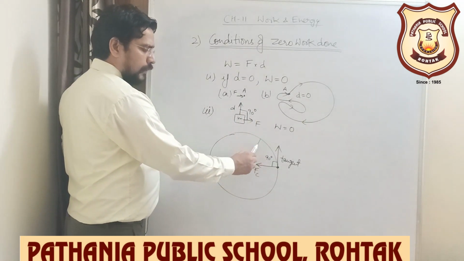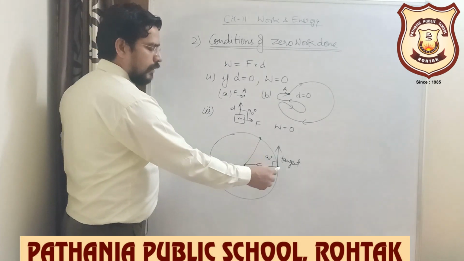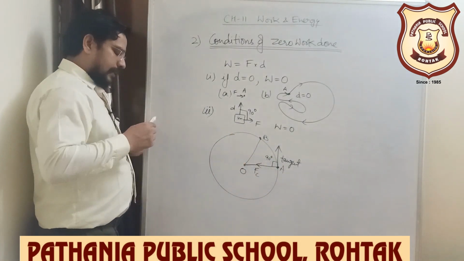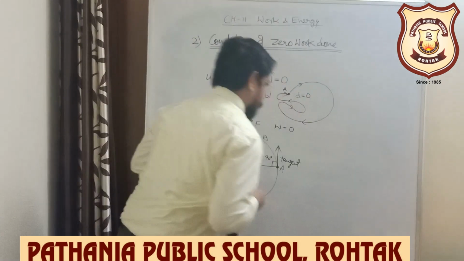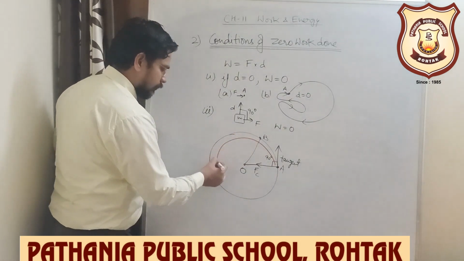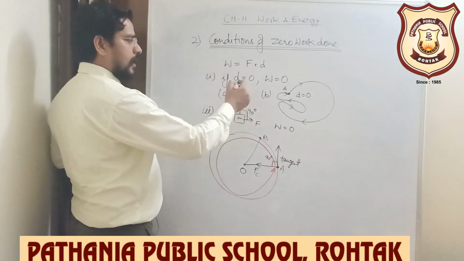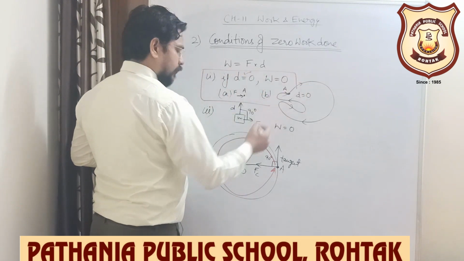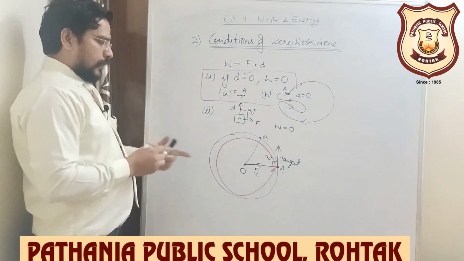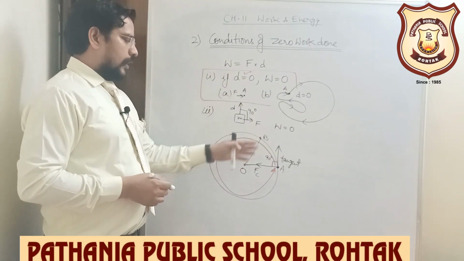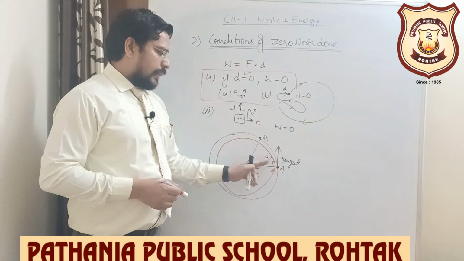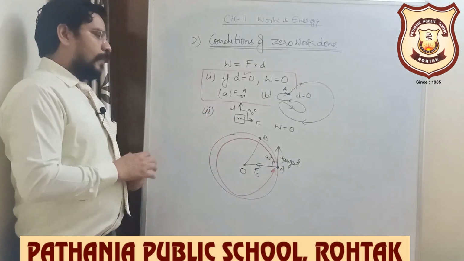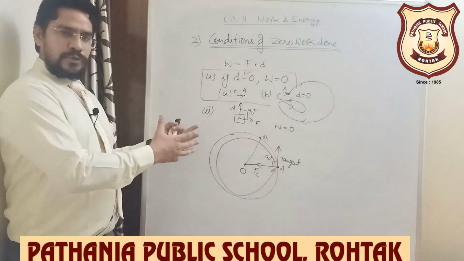So even for the part of a circle, if it moves from point A to B, we can say the work is 0. And if this particle will complete the circle and will come back to this point, then according to discussion in first point, D will become 0 and our work will also become 0. So for complete circle it is 0, D is equal to 0, and for the part of the circle, due to the angle 90 degree, object is not moving in the direction of force, work done is 0. I hope you got the crux of this lecture.